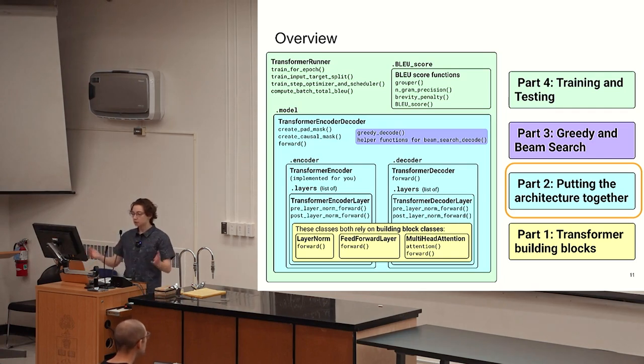And that kind of concludes talking about the transformer building blocks. And next I'm going to talk about putting the architecture together. So this is where we use the different building blocks that we've just talked about to put together each of the encoder and decoder pieces, and then finally the full transformer model.